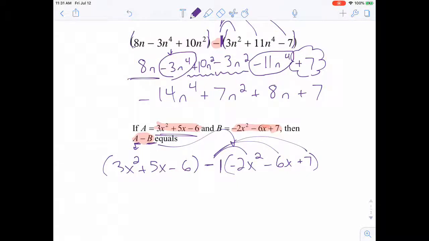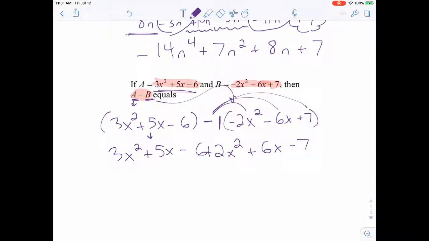So -1 times -2x squared is +2x squared. Remember, we're dropping the parentheses when we do this. -1 times -6x is +6x, and -1 times 7 is -7. If you recall, I didn't do anything to the first polynomial, so that comes down untouched. After I distribute the negative sign, now I'm going to combine like terms. Again, look to put it in standard form to make it easier for you as you go.